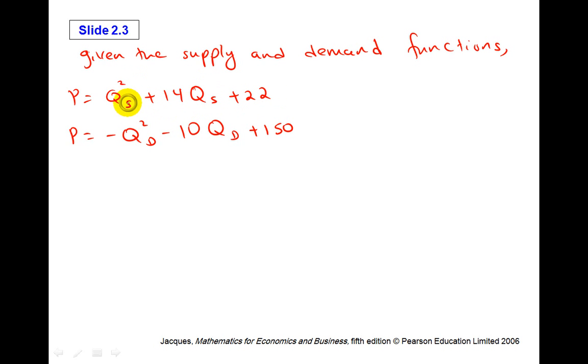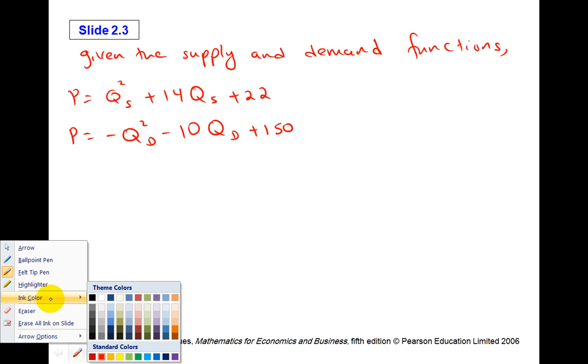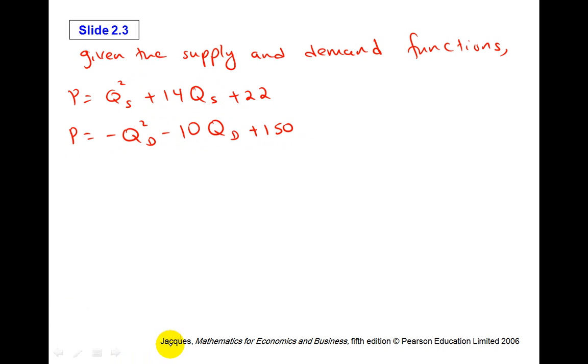As I told you, this S is here just to show you that it's a supply function. And the second one, P equals minus Q squared minus 10Q plus 150, and this D is here to show you that we're talking about a demand function. Once we start to solve, of course here you're going to use a simultaneous equation, so eliminate the first equation and the second equation together, subtract them.